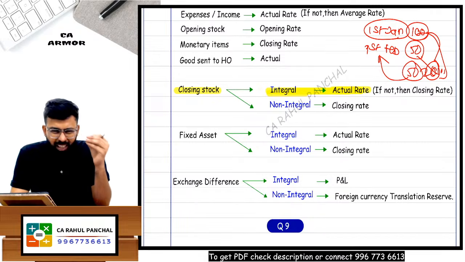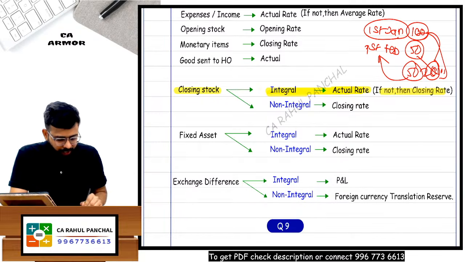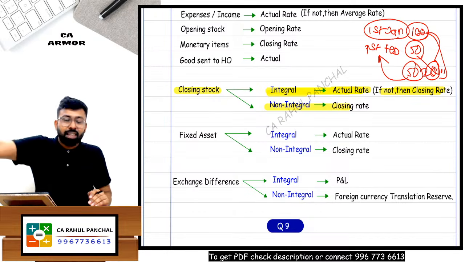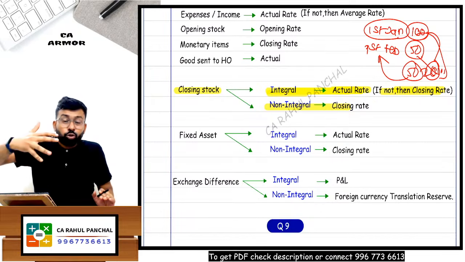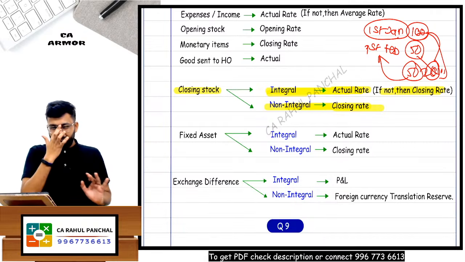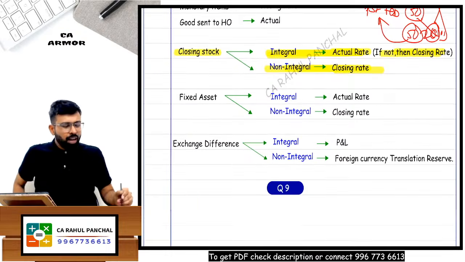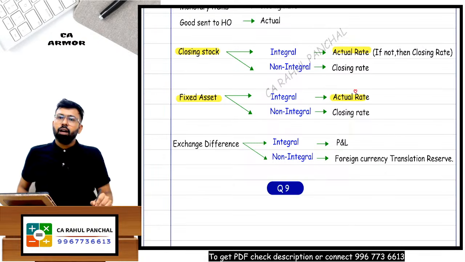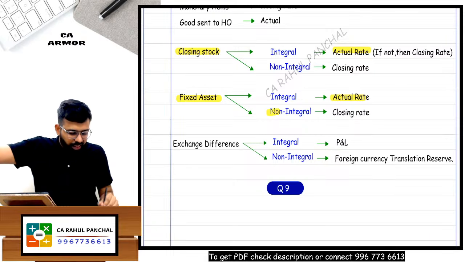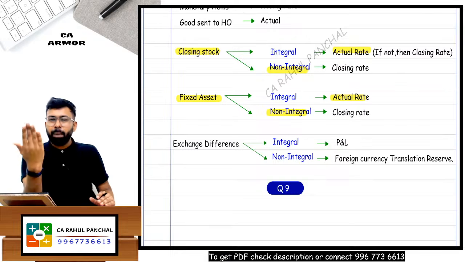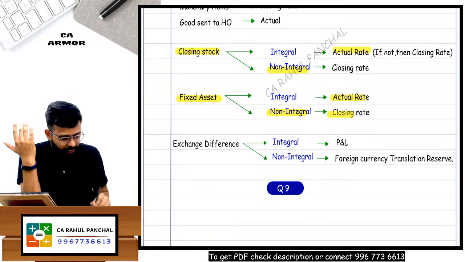But sir, if actual is again not available, you will have to take the closing rate. Achha, if it is an independent branch, it does everything at its end. At the end, I just get the balance sheet, so I don't have those actual rates information, so I will just take the closing rate. This is something you should take care of. Again, same in case of fixed assets. If you purchase a fixed asset, it should be recorded at the actual rate. But if it is non-integral, that is an independent branch, it does everything at its end, so at the end I will just get the balance sheet, so the rate I will take is only the closing rate.